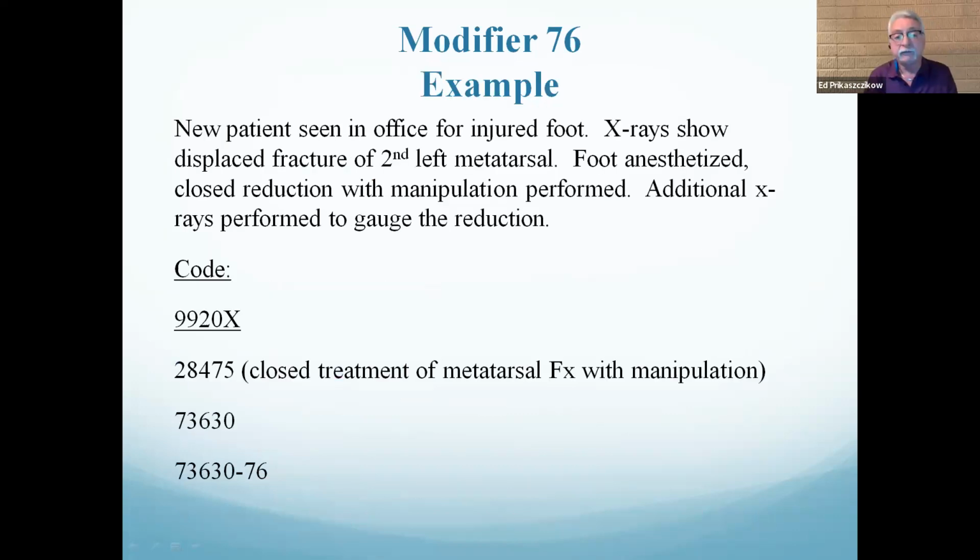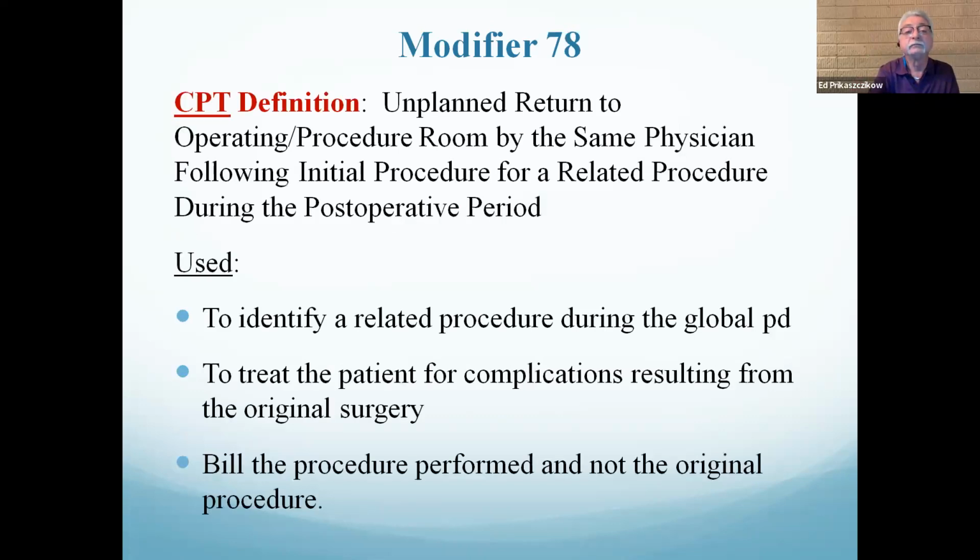You see a patient in the office, they have a displaced fracture, you anesthetize the toe or the metatarsal, you anesthetize the foot, and you close, reduce it, and then you take additional x-rays to see if your reduction is holding. So you're taking 2 sets of x-rays. The first x-ray is billed as usual, 73630, but the second x-ray you need to do on a separate line item with the 76 modifier, telling the insurer that was a repeat procedure that was justified.